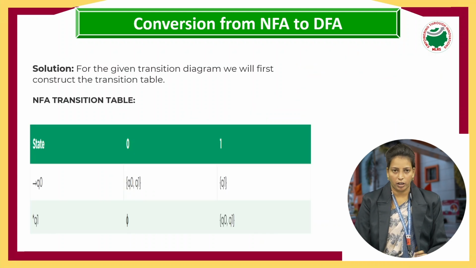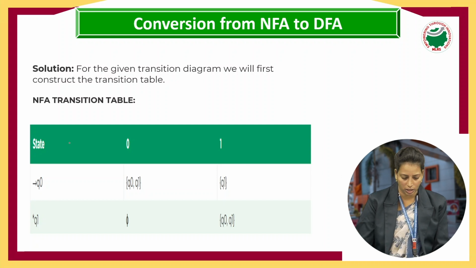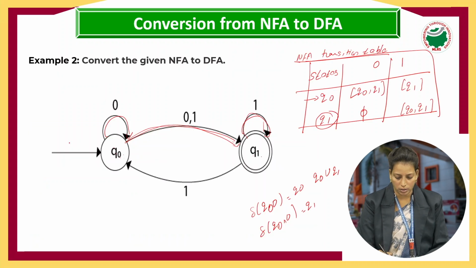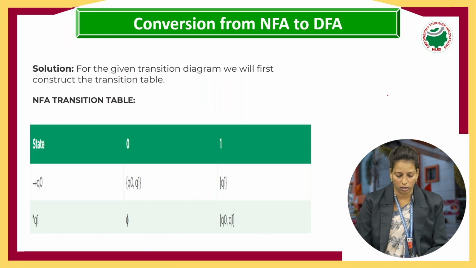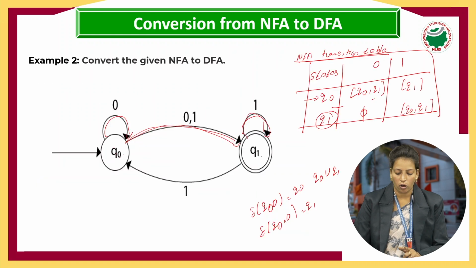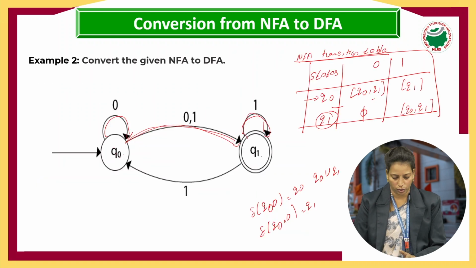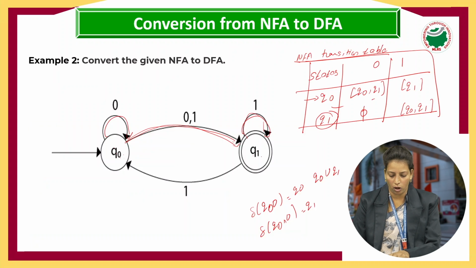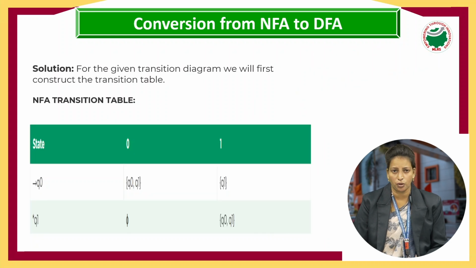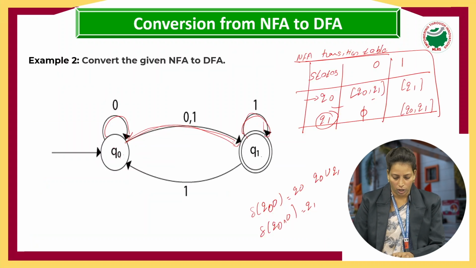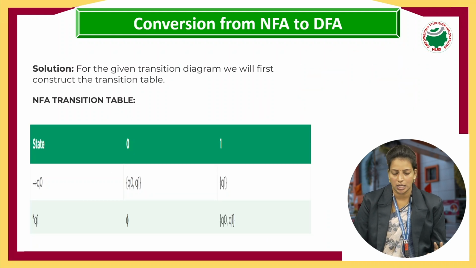So step 1, before conversion from NFA to DFA, first construct the NFA transition table. This is our transition table. Q0 of 0 moves to Q0 comma Q1, right? Q0 of 1 moves to Q1. Next, Q1 of 0 moves to the null set. Next, Q1 of 1 moves to Q0 comma Q1. This is the NFA transition table.